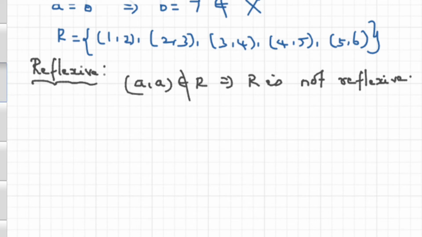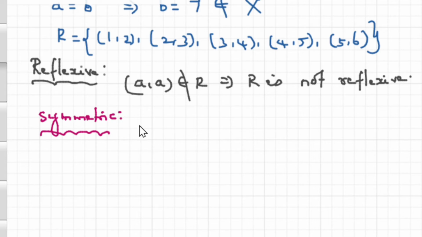Now we want to check for symmetric. So symmetric, we know the condition, which is (A, B) and (B, A), sorry. So it is (1, 2). Then look at this one, (2, 1) is not there. (2, 3) is there, and (3, 2) is not there. Like that, for all of these, the reverse ordered pair is not there.